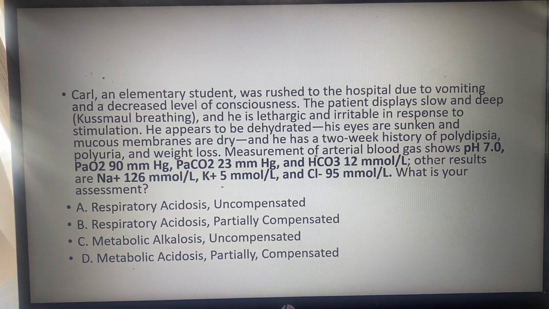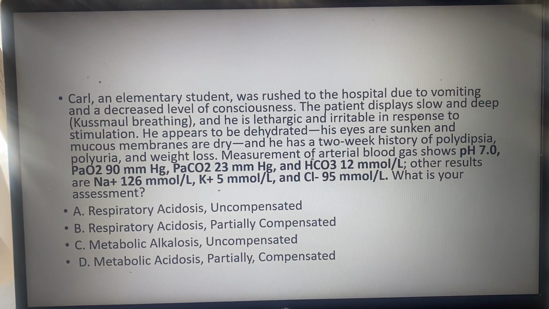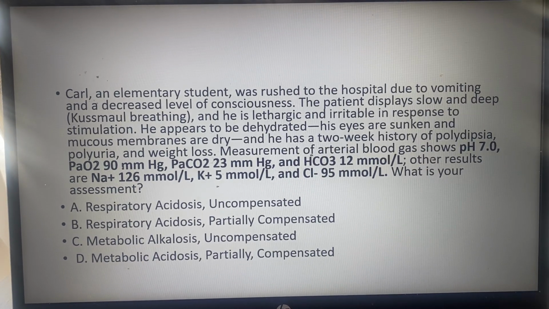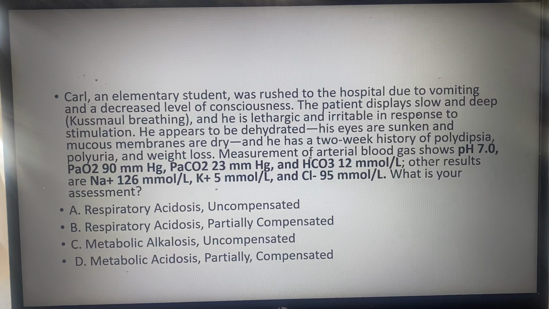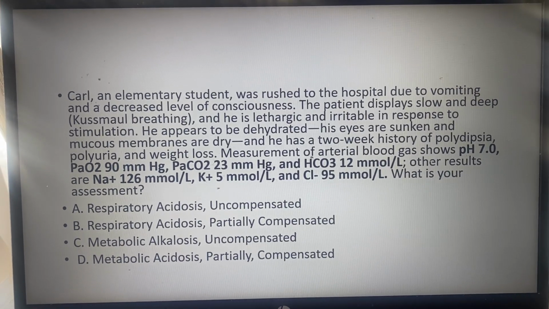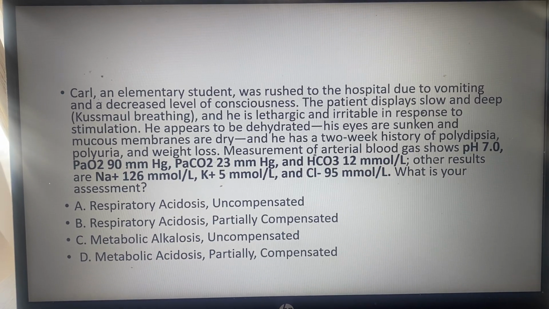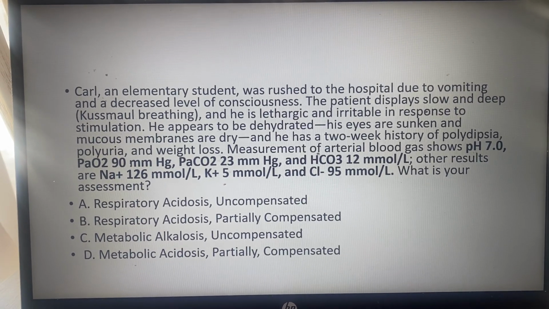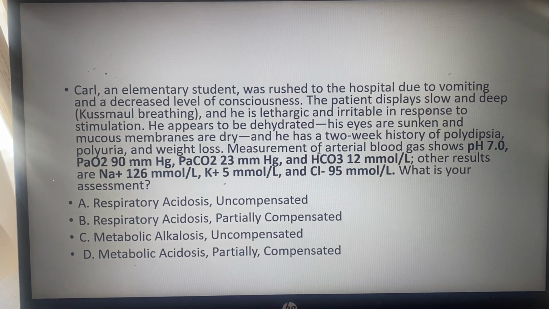HCO3, normal is what? 22 to 26. They are acidotic, because in an alkalotic state, they would be greater than 26. So pH is acidotic as well as HCO3. That tells me they're in metabolic acidosis. Both of them are aligned with each other.